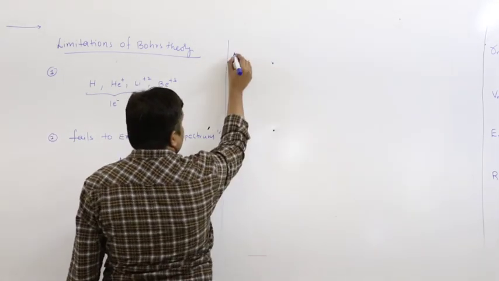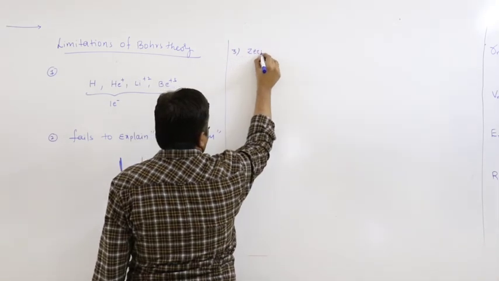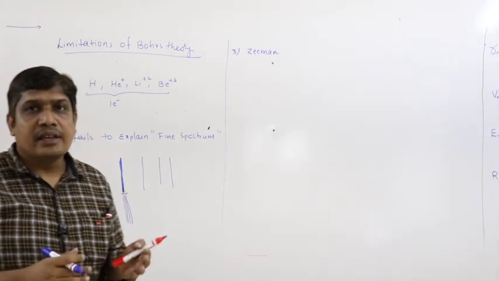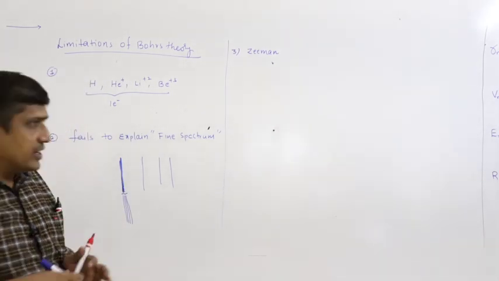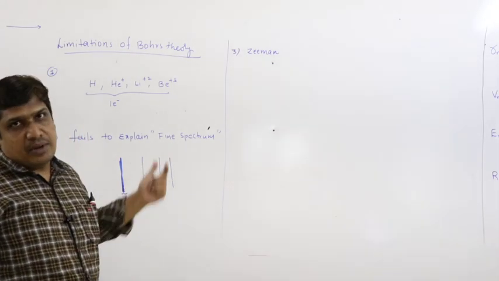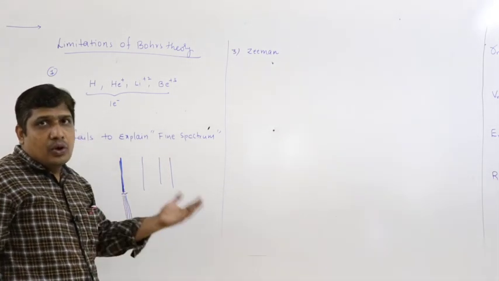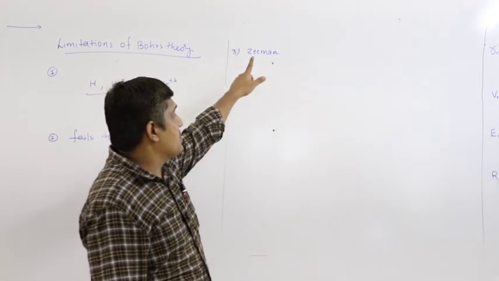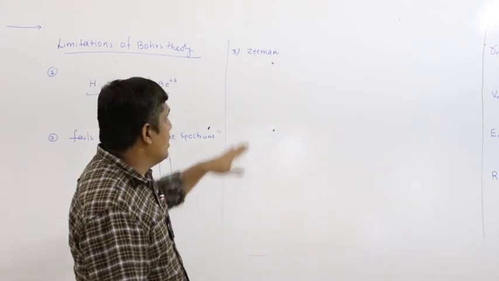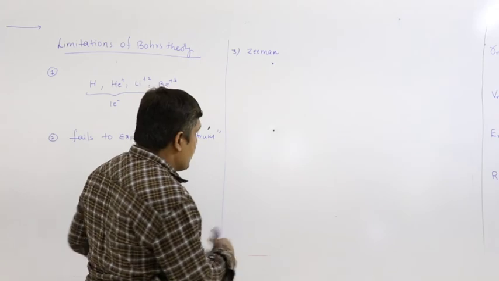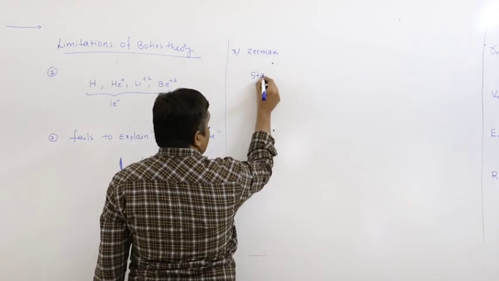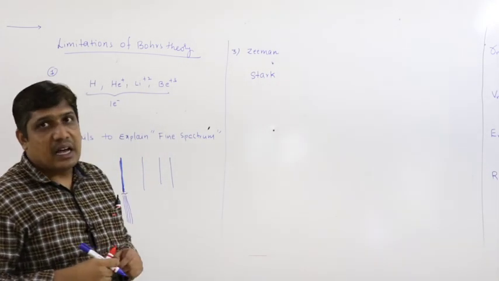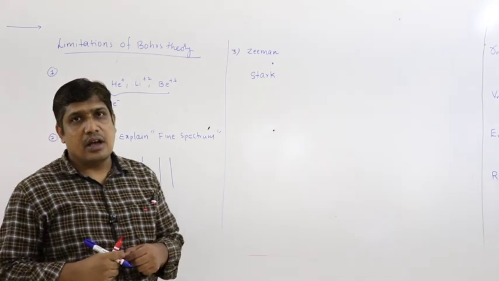Next one, it fails to explain Zeeman effect. When the hydrogen spectrum is recorded in the presence of an external magnetic field, it is found that these lines further split. They give 2 or more lines. Such splitting of spectral lines in the presence of an external magnetic field, we call the Zeeman effect. If you apply an electric field, the splitting of spectral lines we call the Stark effect. Bohr's theory was unable to explain Zeeman effect and Stark effect.